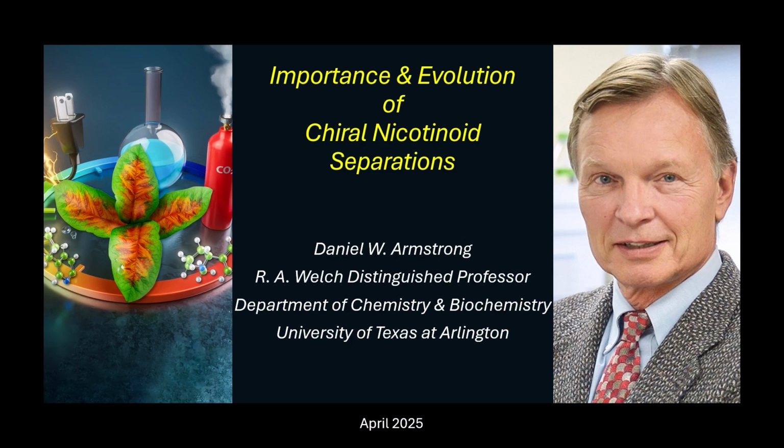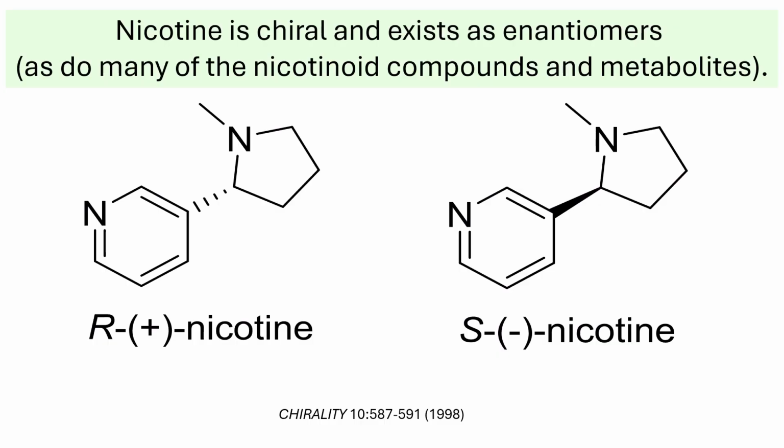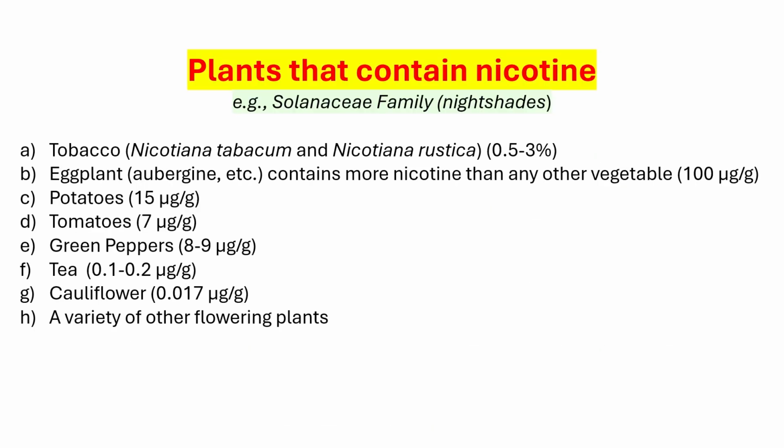Welcome. Today's talk is on the importance and evolution of chiral nicotinoid separations. Let's start off by looking at the structure of nicotine itself. Nicotine is chiral. It exists as enantiomers, as do most of the nicotinoid compounds. The dominant enantiomer in plants is the S-nicotine, shown here on the right. On the left, we have the minor enantiomer in most products, which is the R+ nicotine.